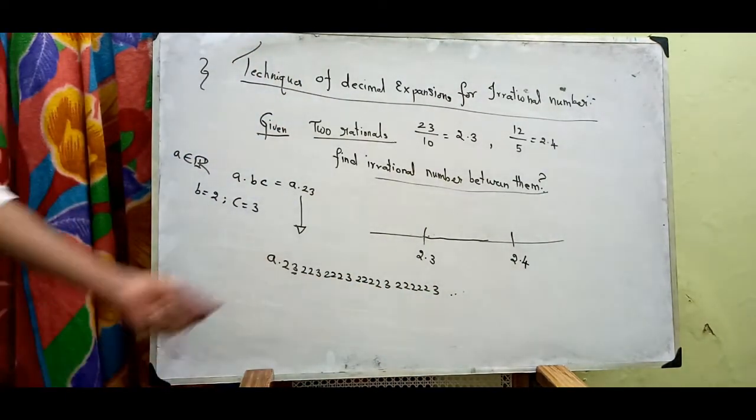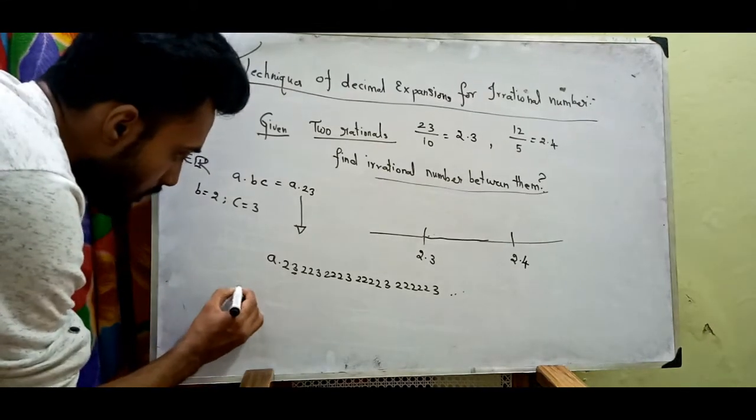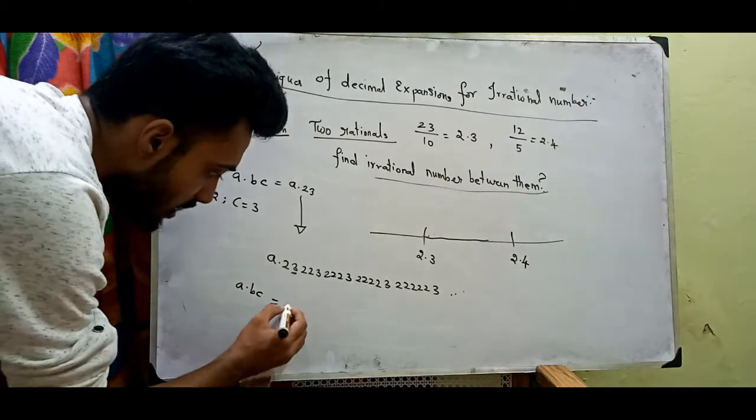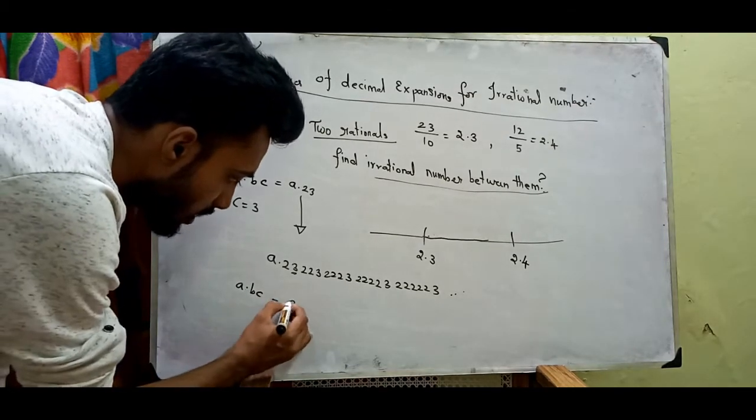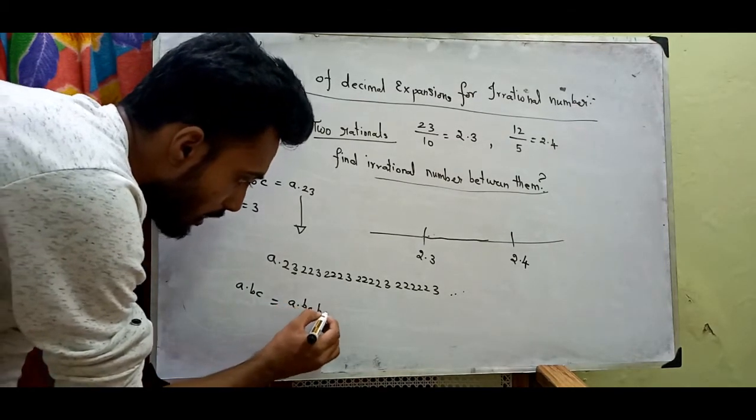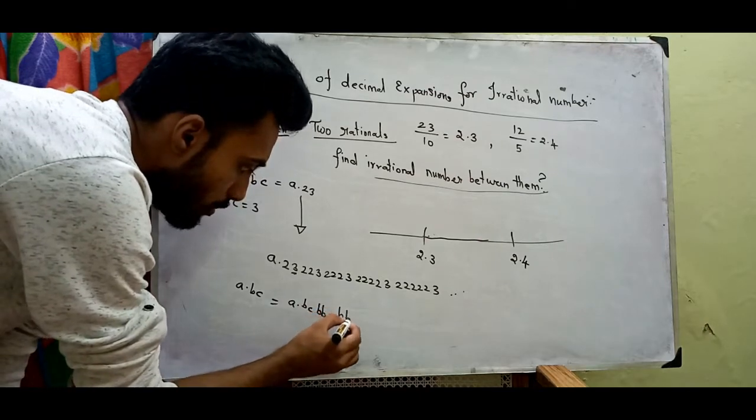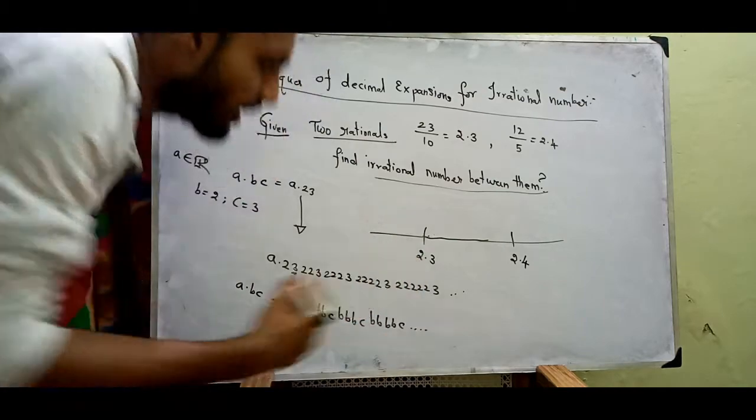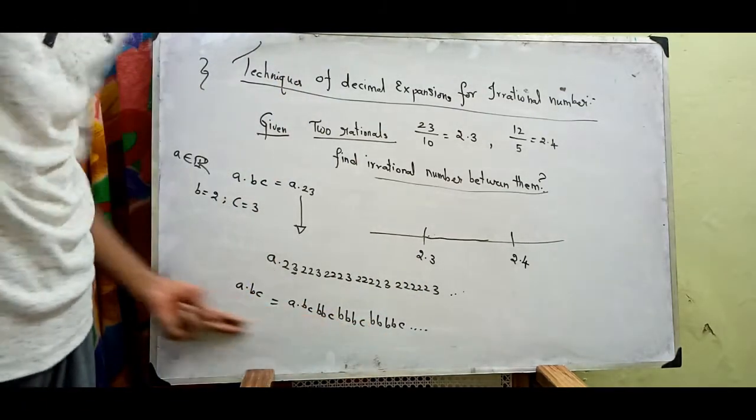And the other way is you can write it like this. See, A point B C in general, I'm writing. This can be represented as an irrational number: A point B C, then B B C, B B B C, B B B B C, and so on. You can write it in this way.